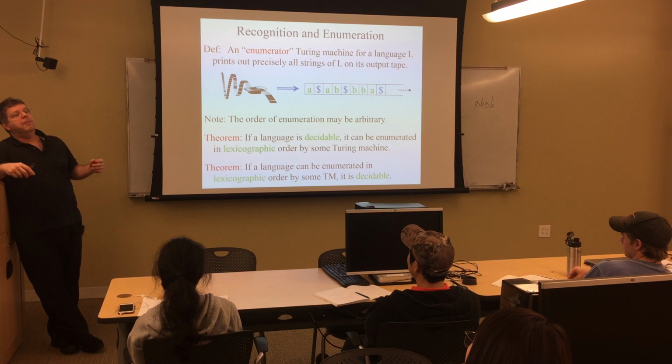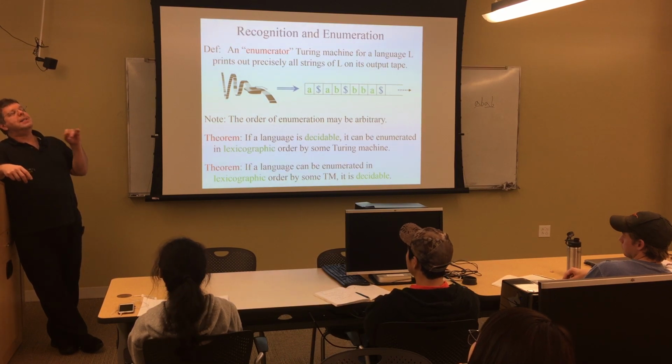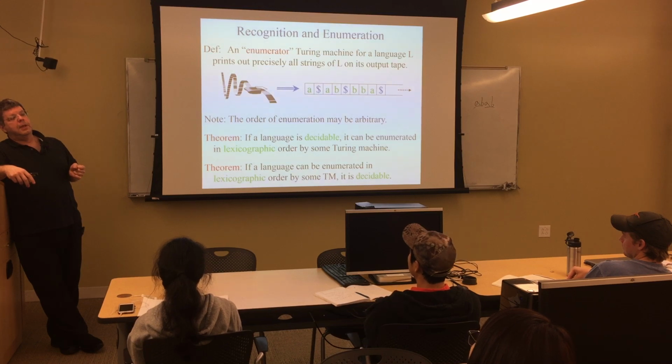I need to know if a Google -9 is prime or not. And I have an enumerator for primes. I don't have a decider. I need to build a decider.